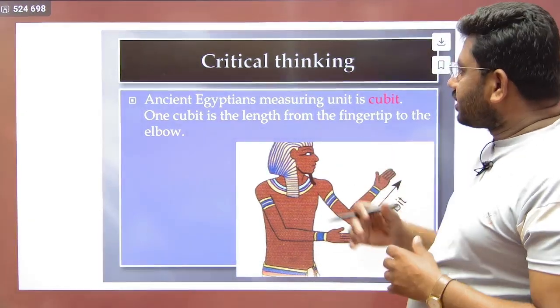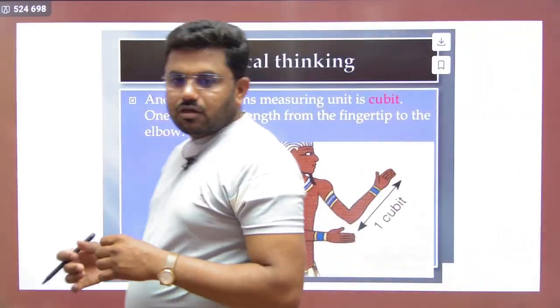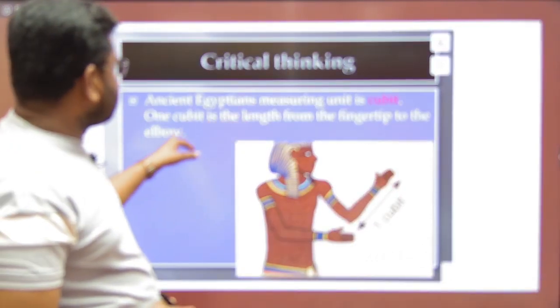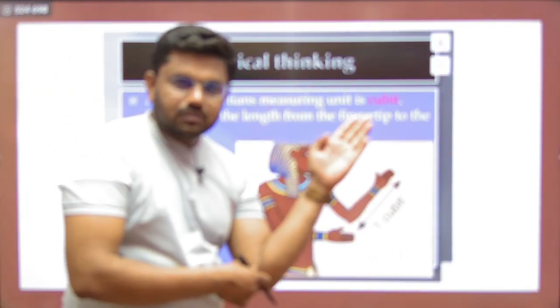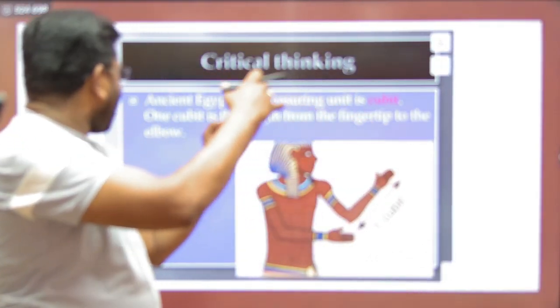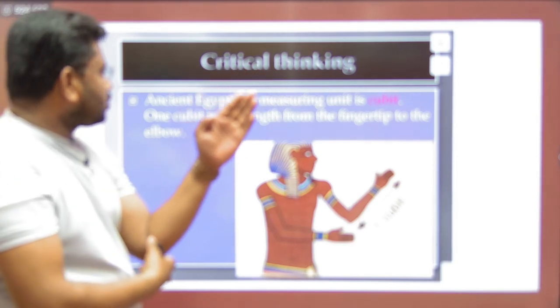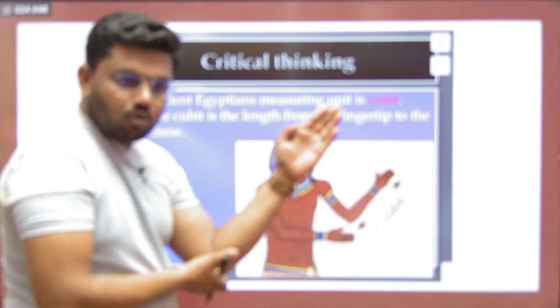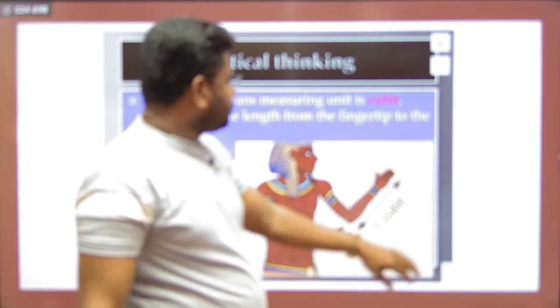Now critical thinking. In ancient Egyptian measuring, the unit is the cubit. What is a cubit? One cubit is the length from the finger tip to the elbow, and this is called a cubit. Okay.